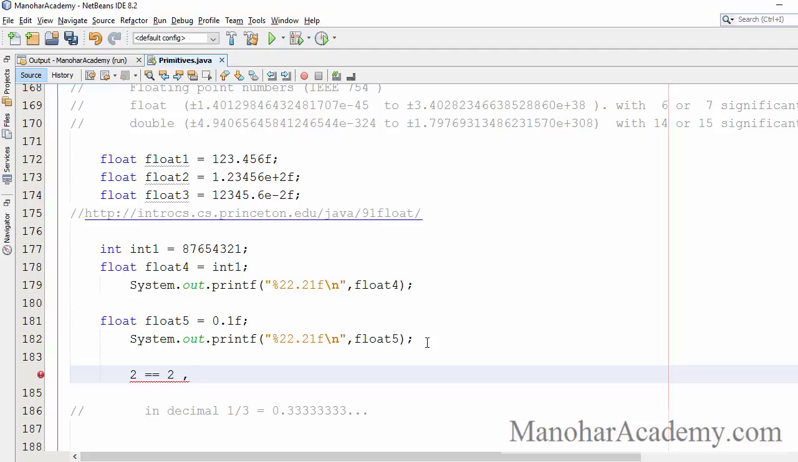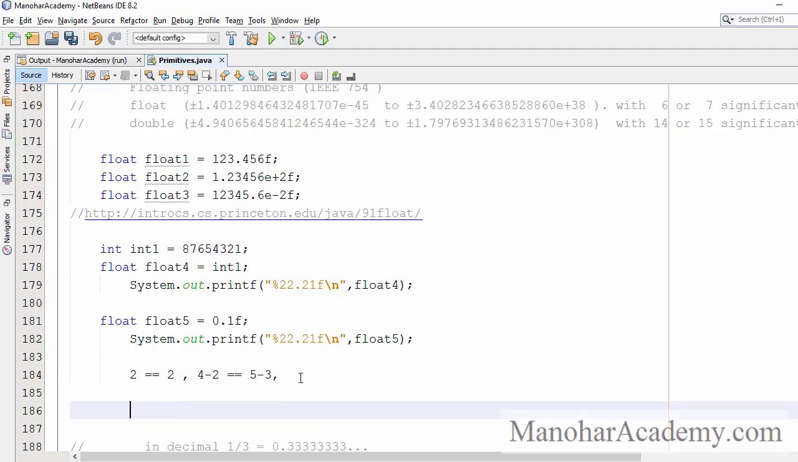Okay, for example, if you do 4 minus 2 double equal to 5 minus 3, because it is going to be 2, it is going to be 2, right? It is always going to be true. They are always going to be equal. But if you do the same thing like 0.3 minus 0.2, if you compare this value with 0.1, it may or may not be equal. Okay, most of the times it won't be equal. So you will be surprised to see why they are not equal.